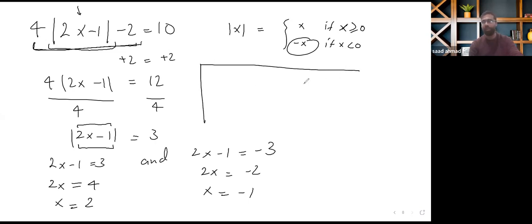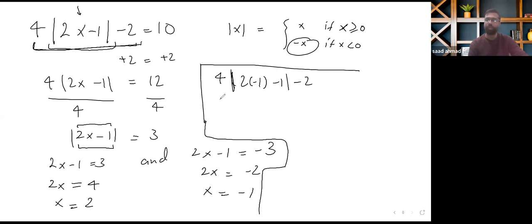We can also check the absolute value equation if we want to. Let's say I plug in minus 1 here, and it should be equal to 10, right? If it is equal to 10, it means it's true, then it works. So 4 times the absolute value of minus 3, and the absolute value makes it plus. So 4 times 3 minus 2, that is 12 minus 2, that is 10.